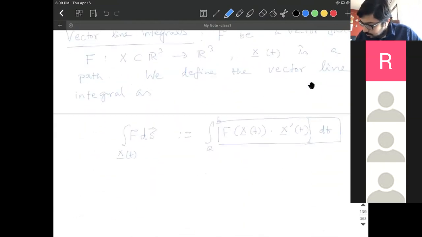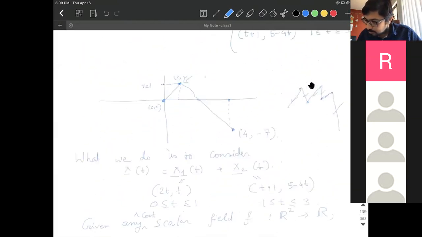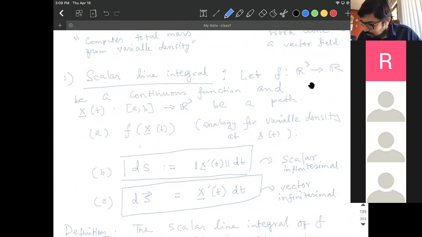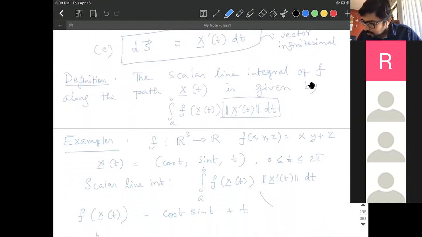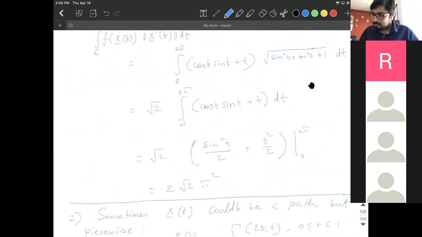Okay, one moment. Since we have introduced this notation, let's introduce a notation for the scalar line integral too. So this was the definition. Let's use the following notation: f of ds x(t).